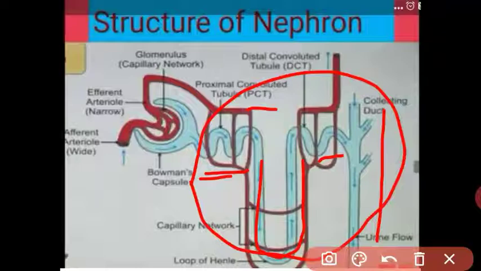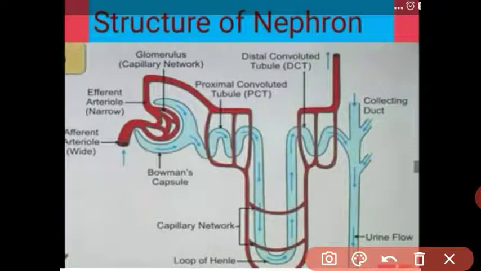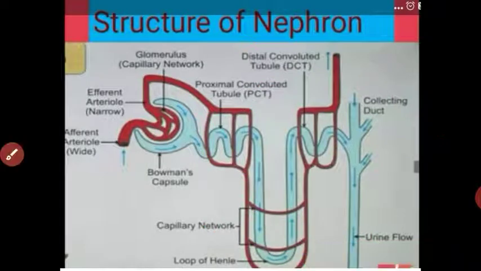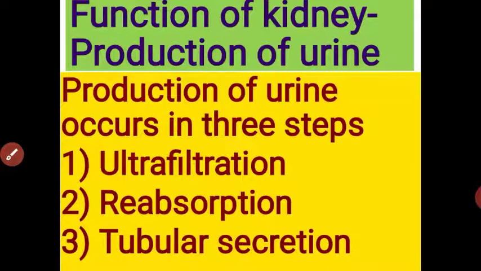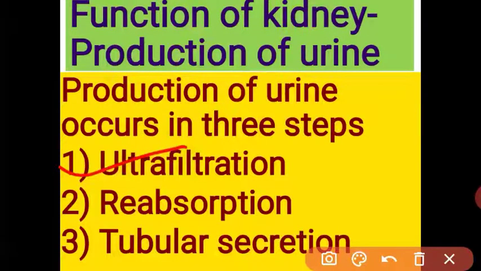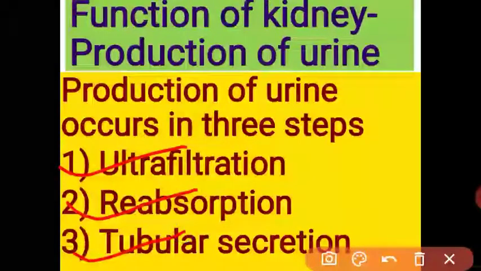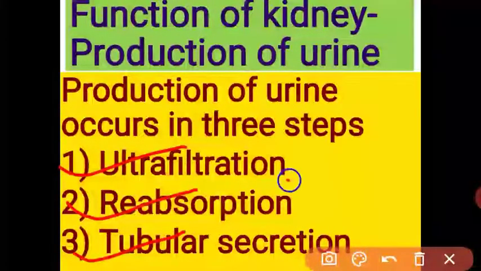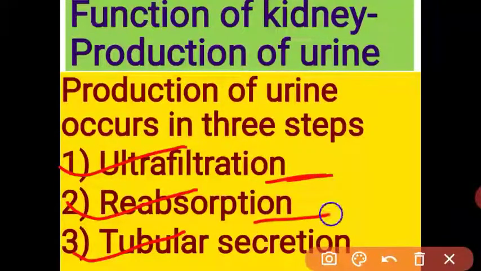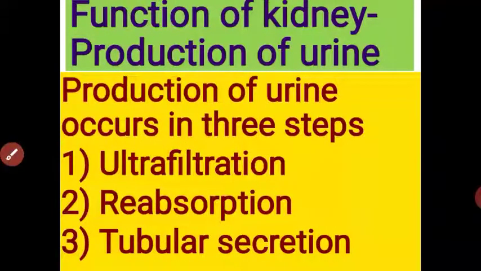Now let us see how urine is formed. There are three main steps, and due to these steps urine is formed. As you know, the main function of the kidney is the formation of urine by the processes of ultrafiltration, reabsorption and tubular secretion. By these three steps urine is formed in the nephron. Let us see one by one how urine is formed in the nephron.